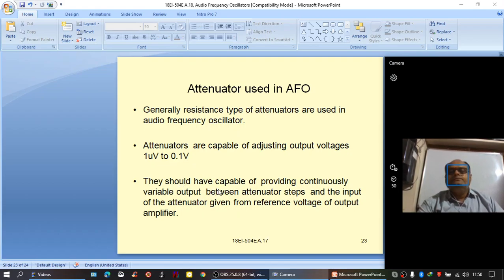They should have the capability of providing continuously variable output between attenuator steps, that is between multiplied by 0.1, multiplied by 1, or multiplied by 10, and the input of the attenuator given from the reference voltage of the output of the amplifier.